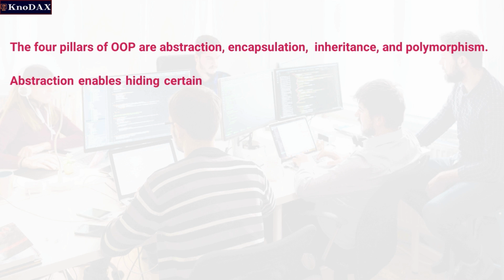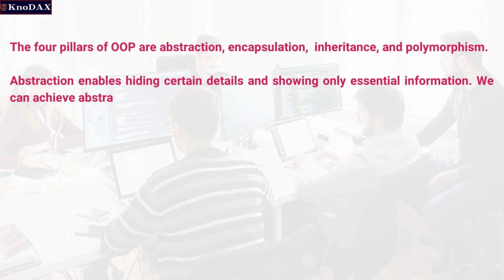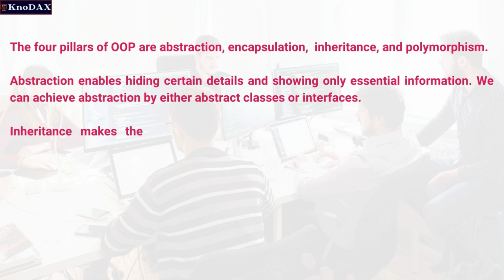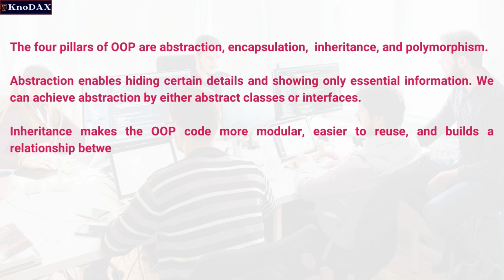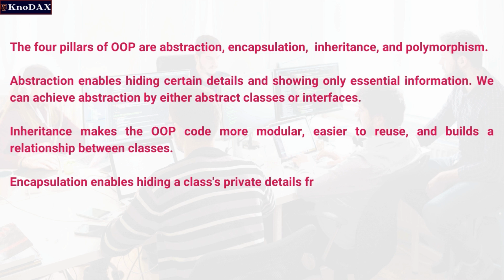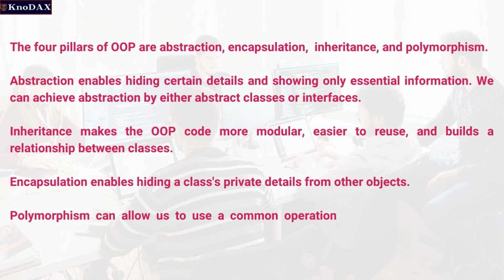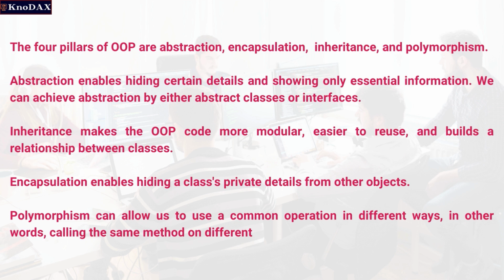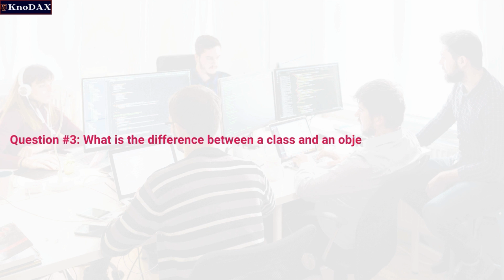Abstraction enables hiding certain details and showing only essential information. We can achieve abstraction by either abstract classes or interfaces. Inheritance makes the OOP code more modular, easier to reuse, and builds a relationship between classes. Encapsulation enables hiding a class's private details from other objects. Polymorphism can allow us to use a common operation in different ways, in other words, calling the same method on different objects at runtime.